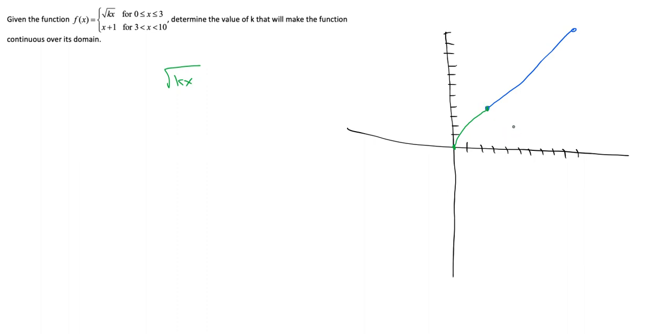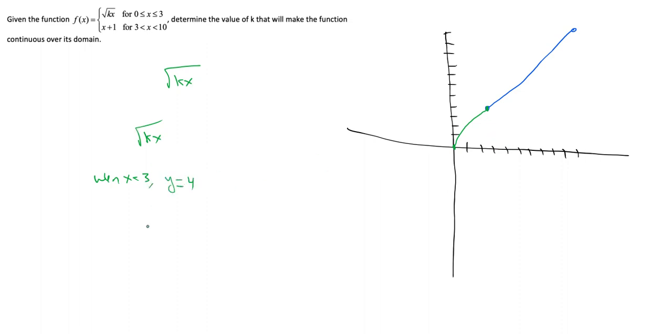There are no holes in it. The limit exists and the function value is the same. So what do you think that means? It means that for this function, when x is equal to 3, think about this carefully. When x is equal to 3, what do we need the y value to be? The y value must equal 4.